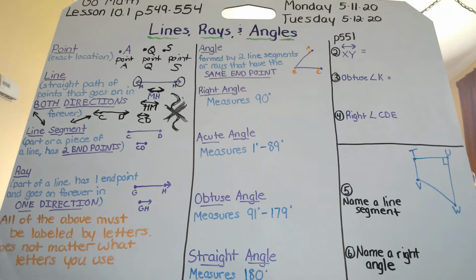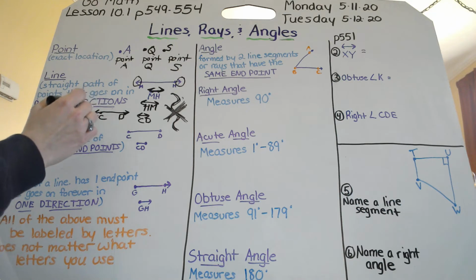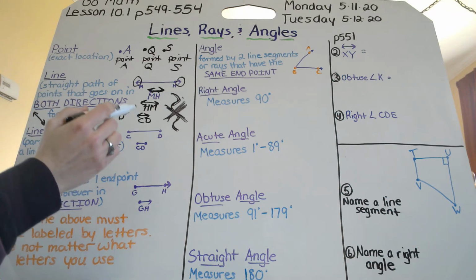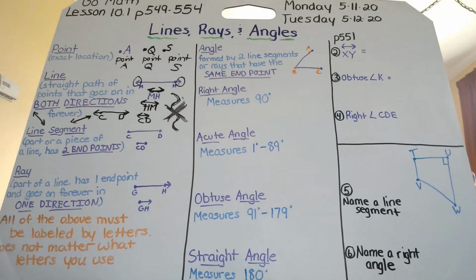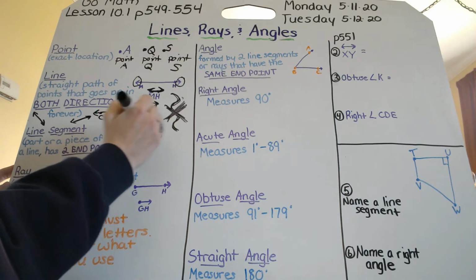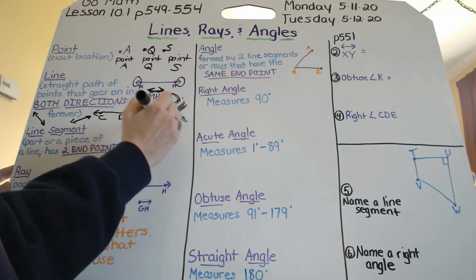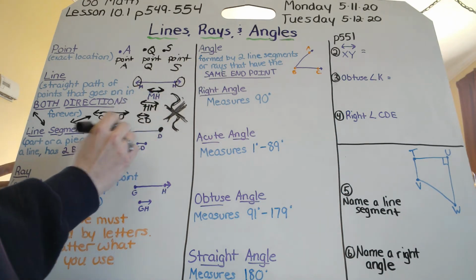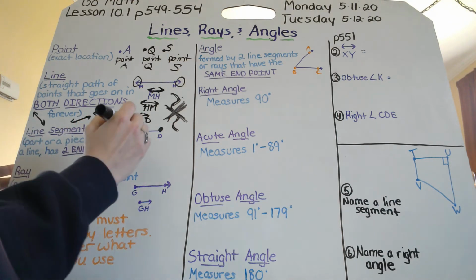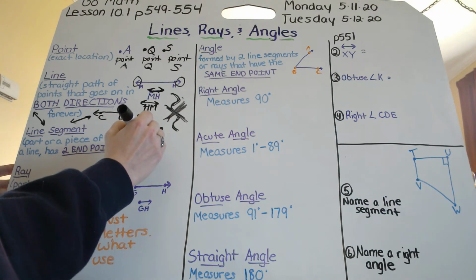So this line segment is a piece of a line. This line up here goes on forever and ever. Well, this guy is a part of that line. Okay? So this guy right here, you know it's a part of a line because it has two endpoints. These are not arrows. These are points. Okay? And this is line segment CD.